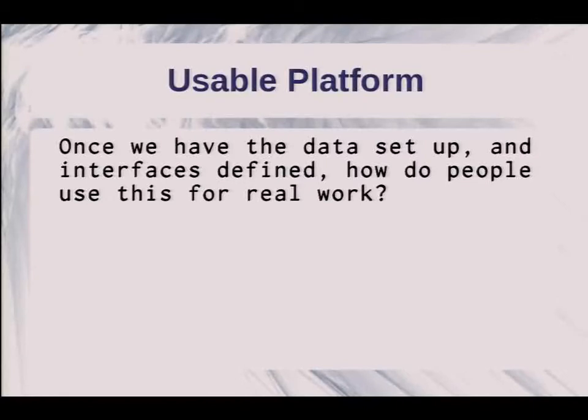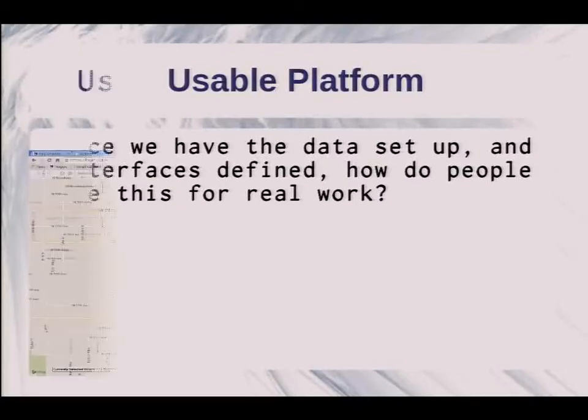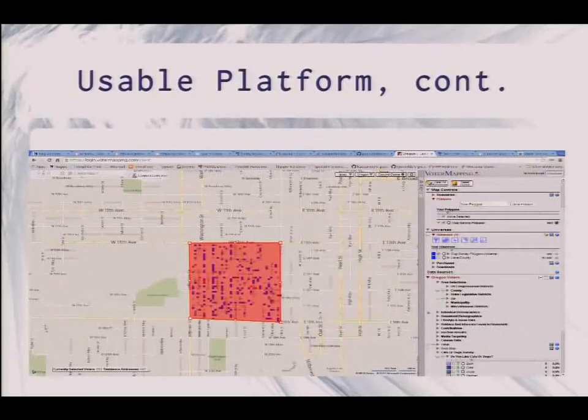Once we have the data in, we've cleaned the data in Postgres, and we've defined with L-tree how the interface works, how do people actually use this? How do they accomplish real work with it? So here's an example that I went through of this.